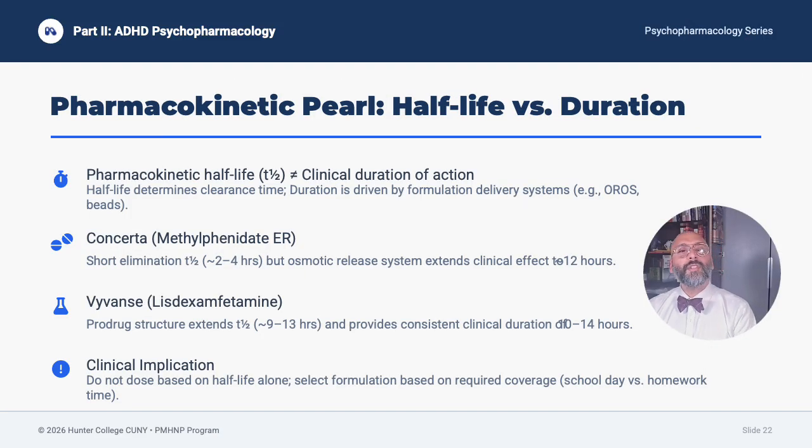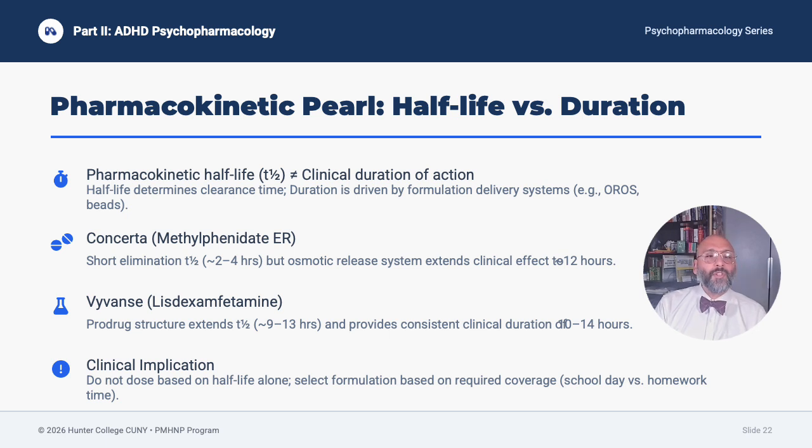So there's an important distinction here to make about half-life. It's understood to mean duration, but it's not. Half-life is not duration. So the answer to two completely different questions. Half-life tells you how long it takes the body to clear the drug. Duration tells you how long the patient actually feels the benefit. So if you dose these drugs based on half-life alone, you will make some bad prescribing decisions. This confusion happens because people just assume that a short half-life equals short effect. And that's often wrong, especially with the modern stimulant formulations.